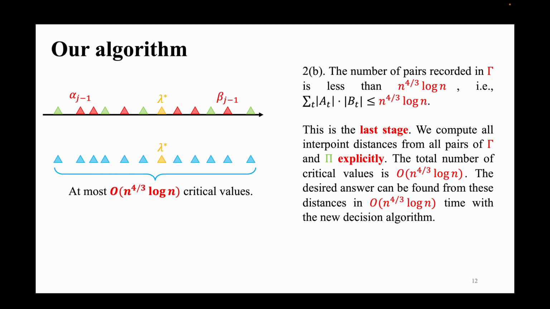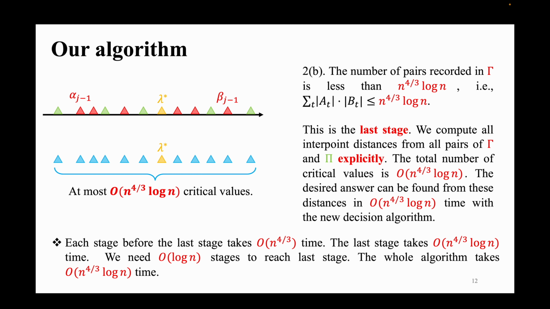In summary, each stage of our algorithm before the last stage will take n to the power of 4 over 3 time, and the last stage will take n to the power of 4 over 3 times log n time. And we need log n stages to reach the last stage, so the final time complexity of our algorithm will be n to the power of 4 over 3 times log n.